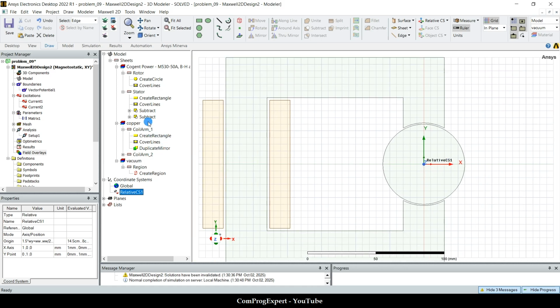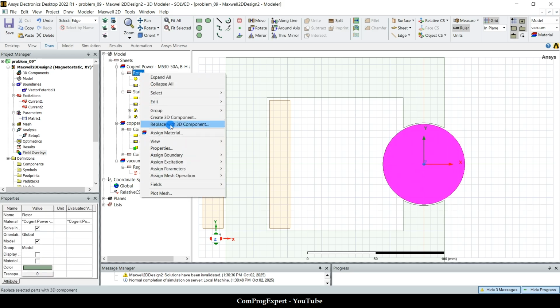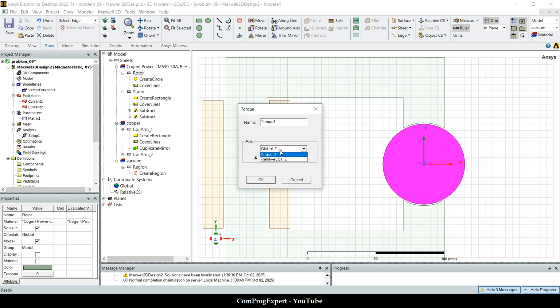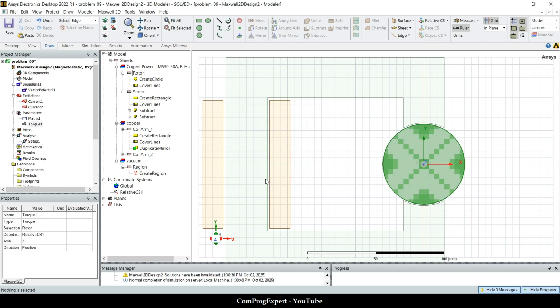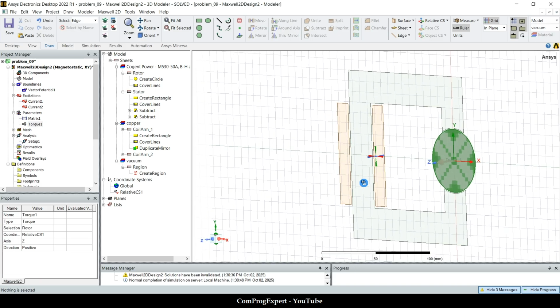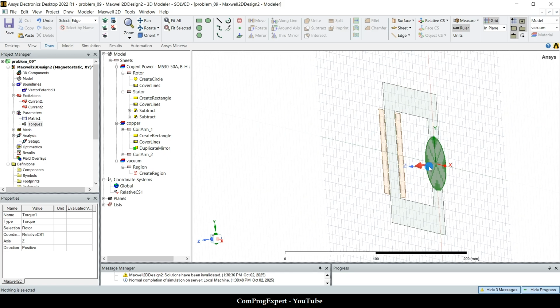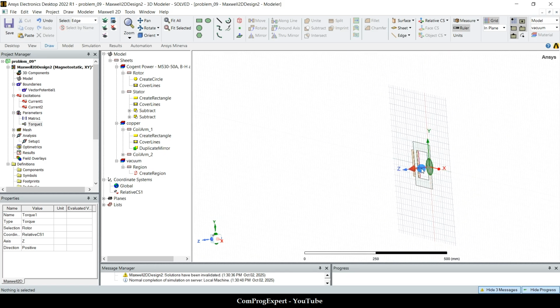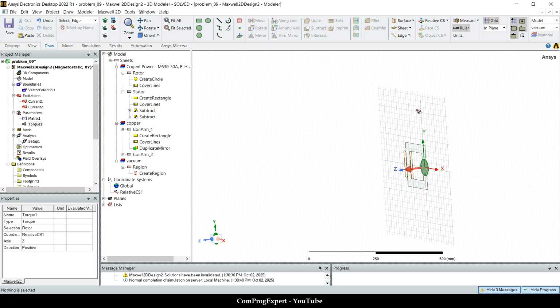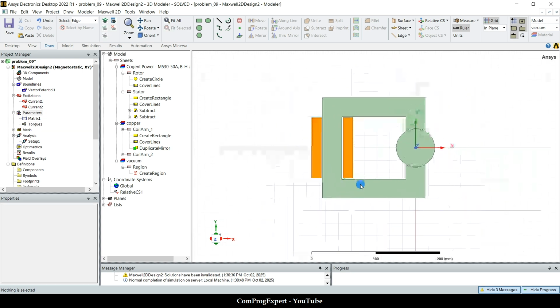In this case, we can select rotor, assign parameters, calculate torque. The axis of the rotation is this relative coordinate system that we define. So you can see this right arrow. This is the axis of the rotation. Now we can calculate the torque correctly.